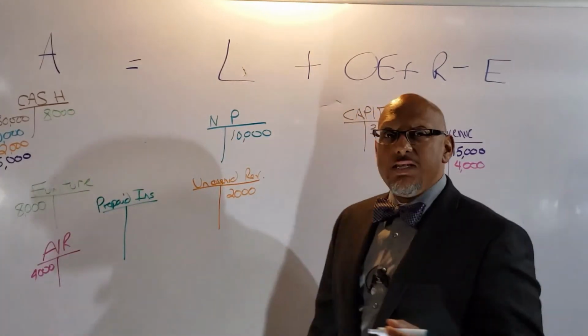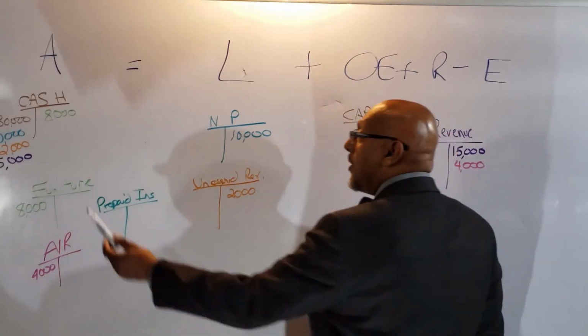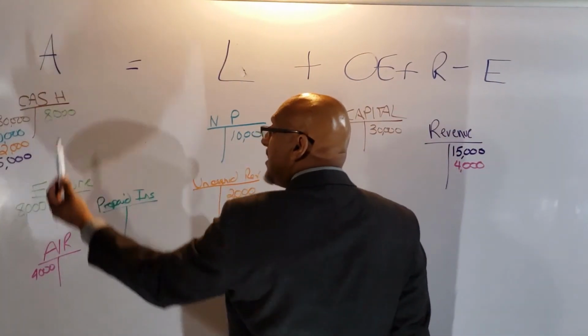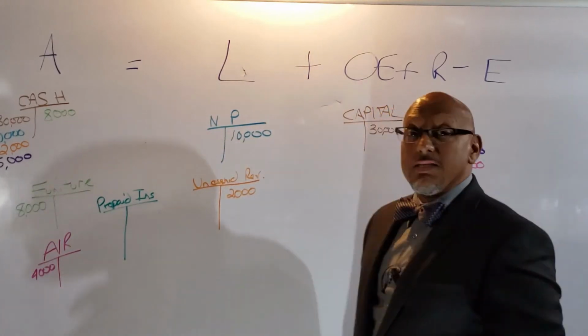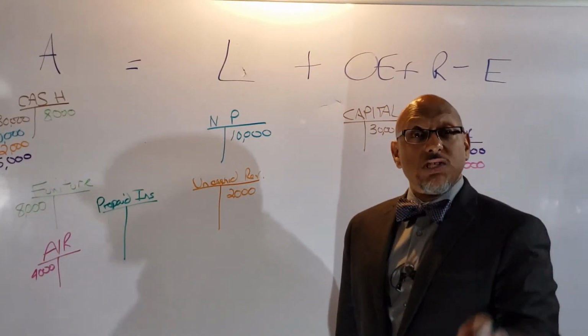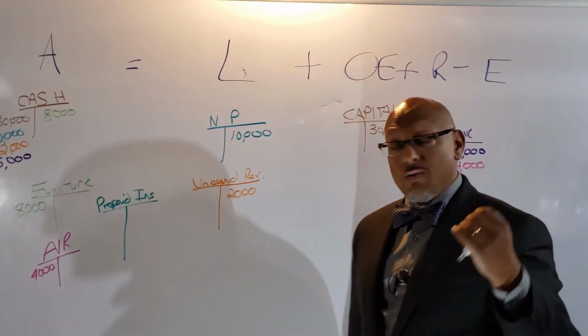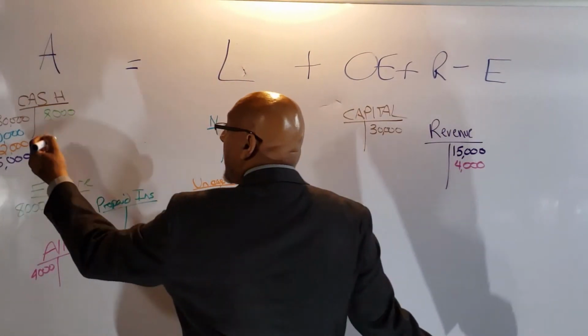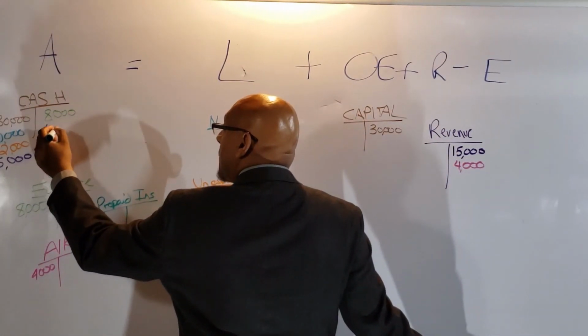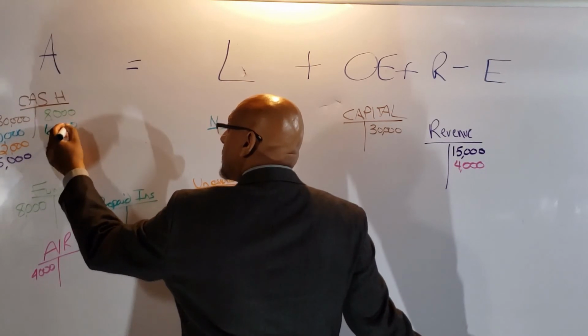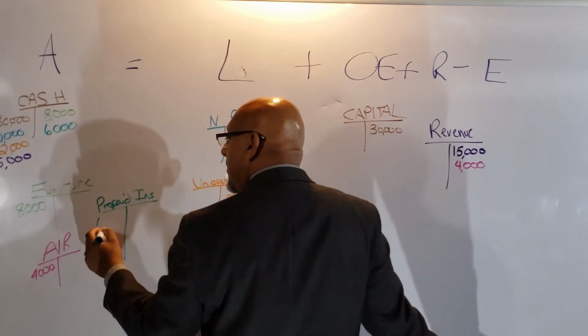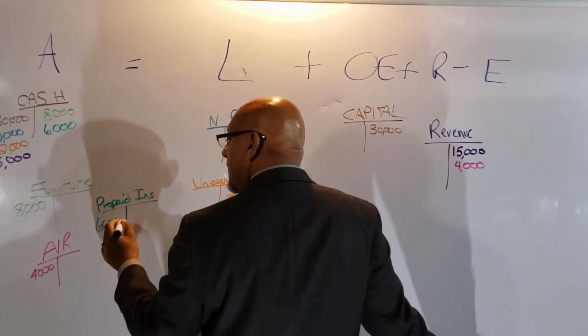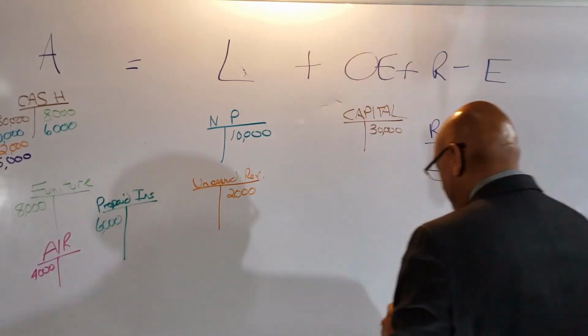Which account's increasing and which account's decreasing? Well, cash is leaving, so cash is decreasing, but we bought a policy. So the insurance policy account is increasing. So by 6,000, we're crediting 6,000 in cash because it's leaving, and we're debiting 6,000 to our prepaid insurance.